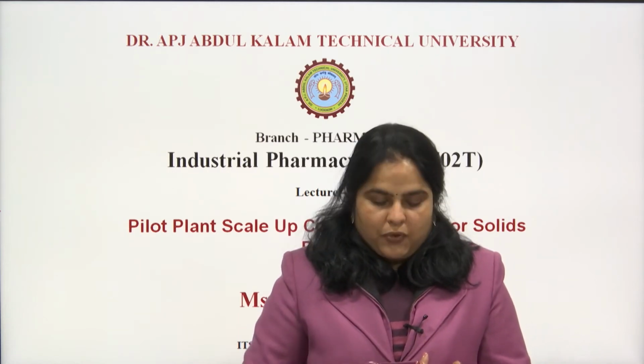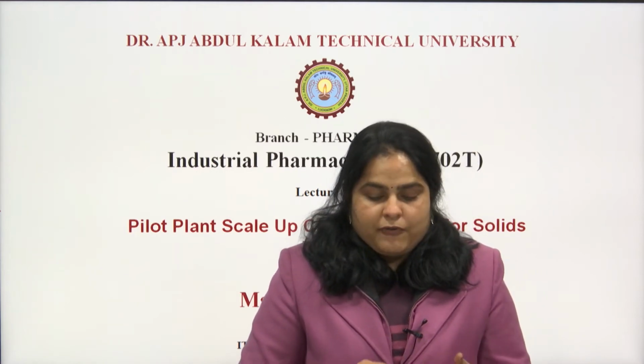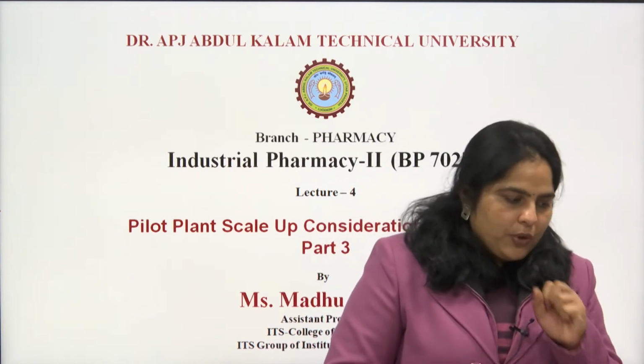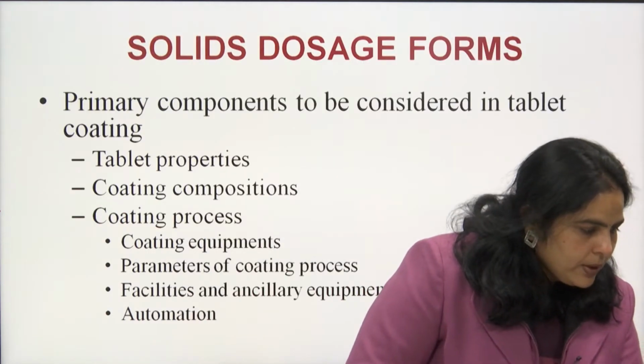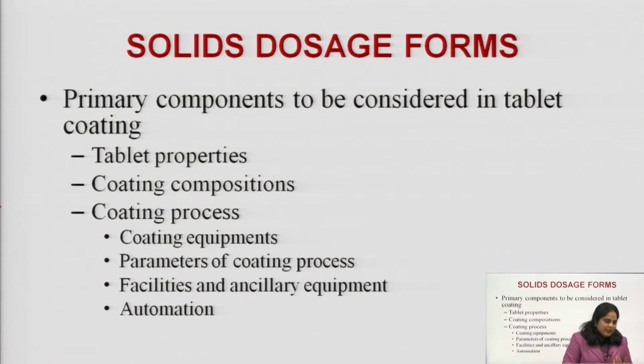Then the coating compositions: the composition should not be highly viscous, otherwise spraying may be a problem. The third one is the coating process, which is very important, and in that we include our coating equipment. We should take care of the parameters of the coating process, facilities and ancillary equipment, as well as the automation of the coating process. So, the primary components considered are tablet properties, coating compositions and the coating process.